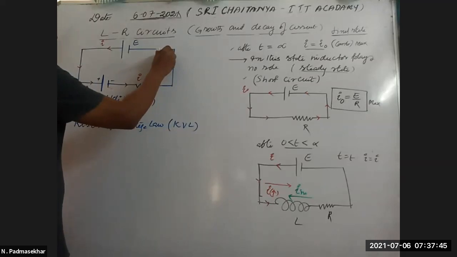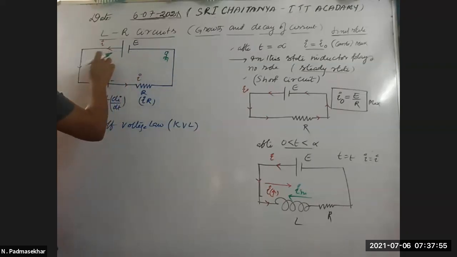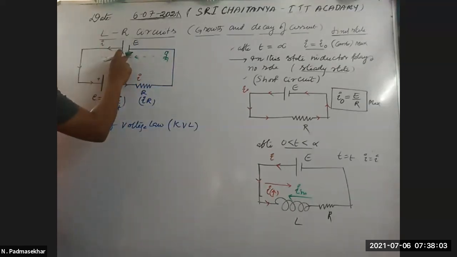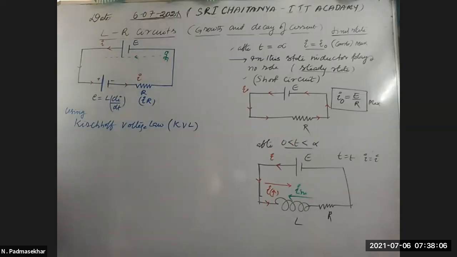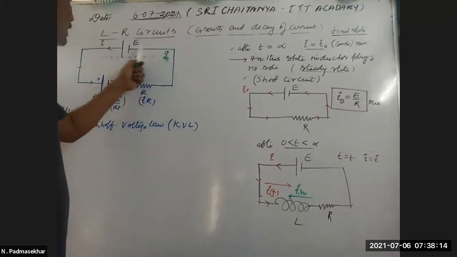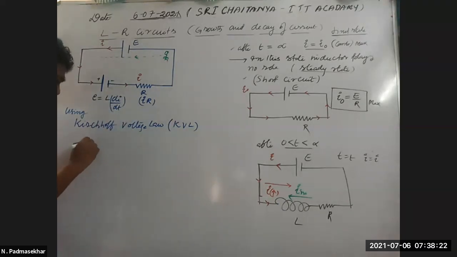When using Kirchhoff voltage law, suppose I start here in the circuit and revolve inside this circuit. While going around, first I cross the cell of EMF E from negative terminal to positive terminal. For negative terminal to positive terminal, is the EMF positive or negative? In Kirchhoff's second law, the EMF is positive. That is plus E.